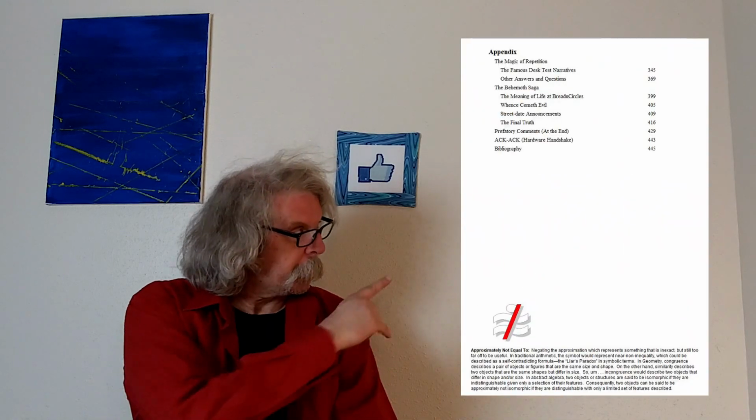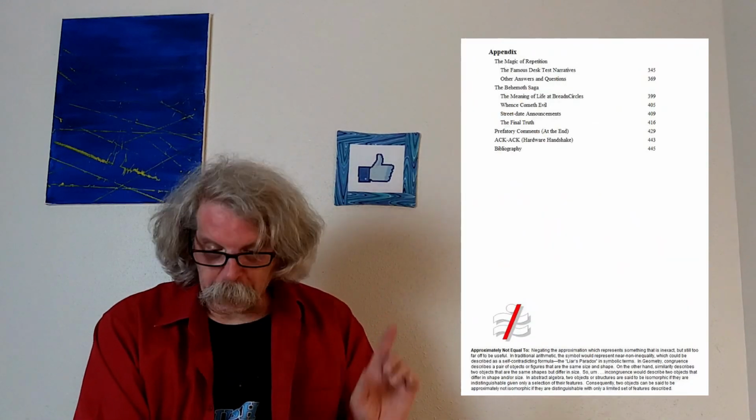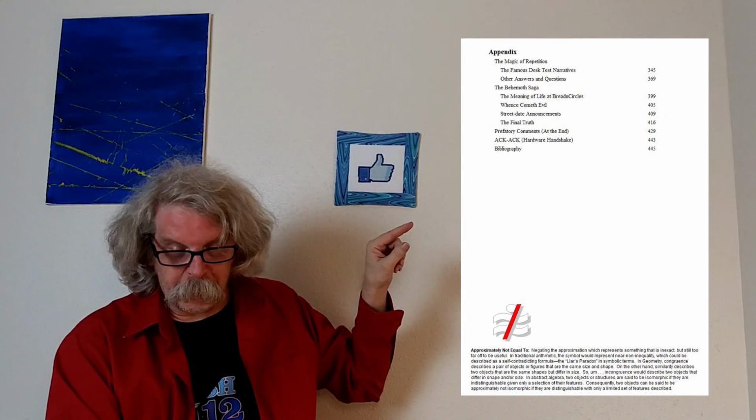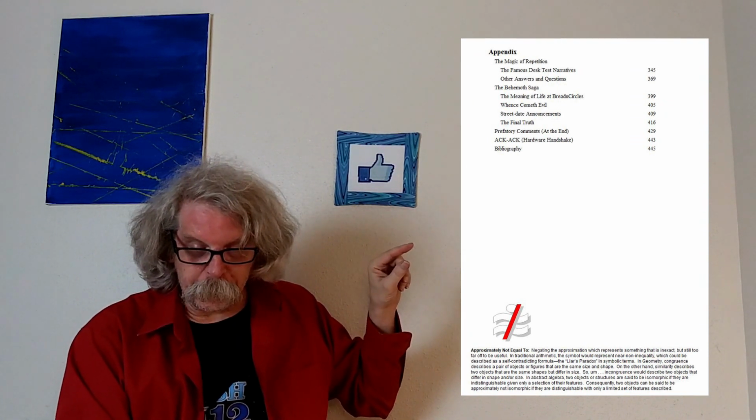The texts which are at the beginning of the story are in the beginning of the appendix, at the end of the book, not at the beginning of the story. So, here is the last page of the table of contents. The appendix includes the magic of repetition, the famous desk test narratives, and other questions and other answers and questions.